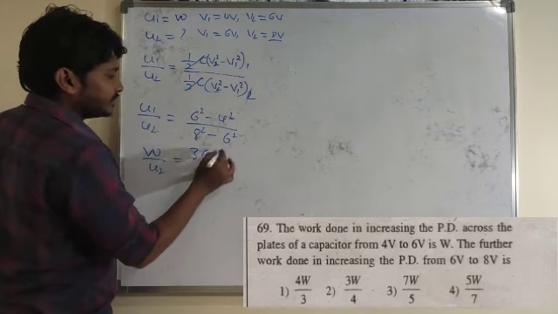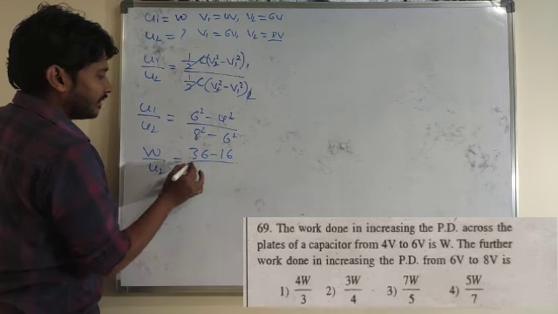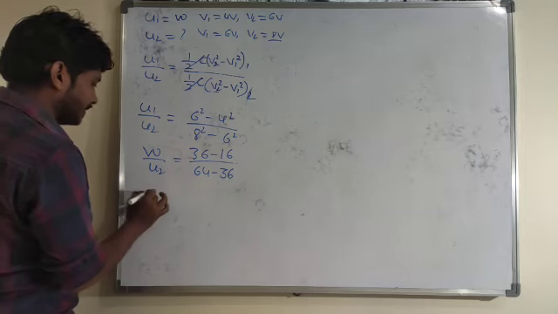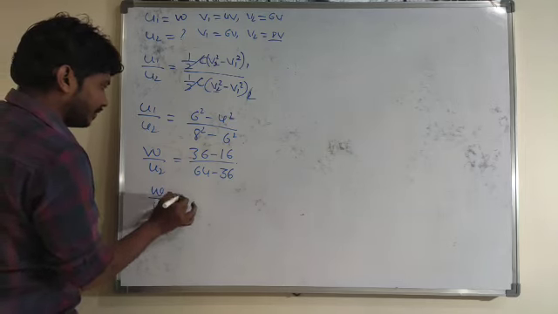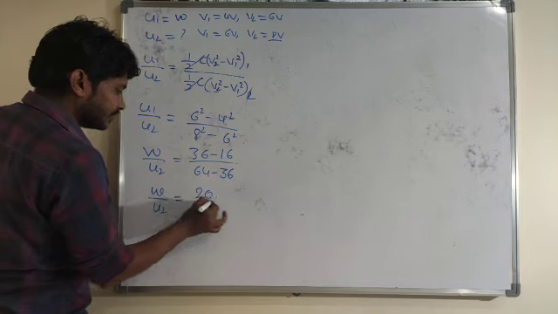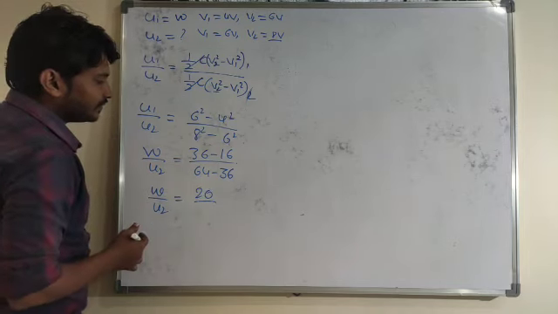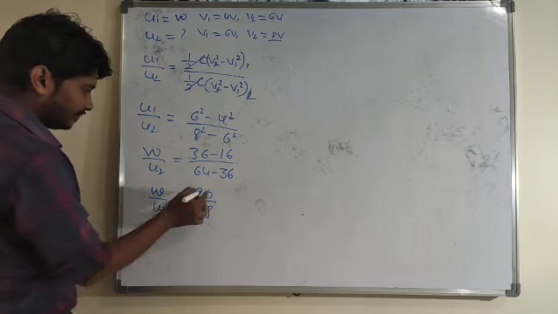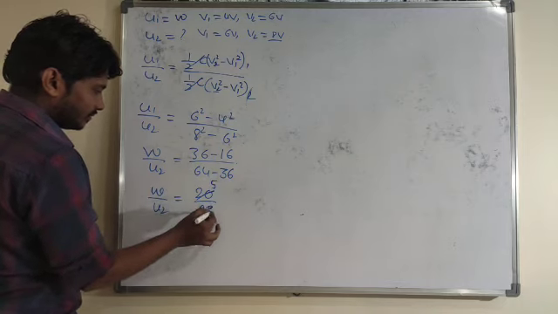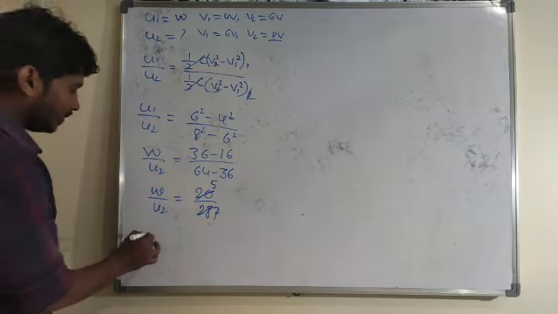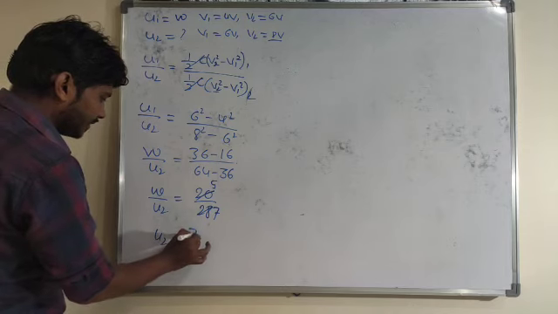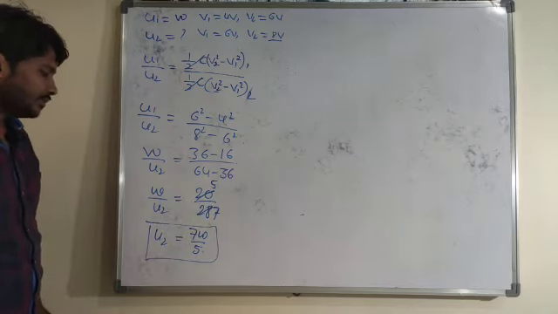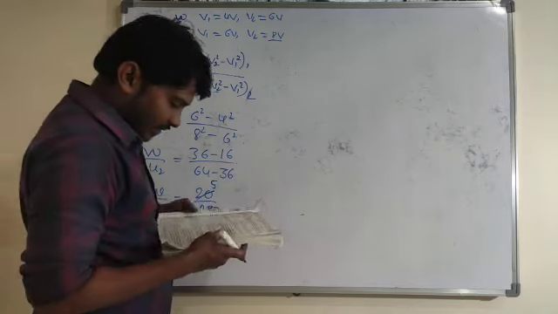So W divided by U2 is 36 minus 16 divided by 64 minus 36. 36 minus 16 is 20, and 64 minus 36 is 28. So 4 5s are 20, 4 7s are 28. U2 is equal to 7W by 5. So U2 is equal to 7W divided by 5. We'll look at the next one.